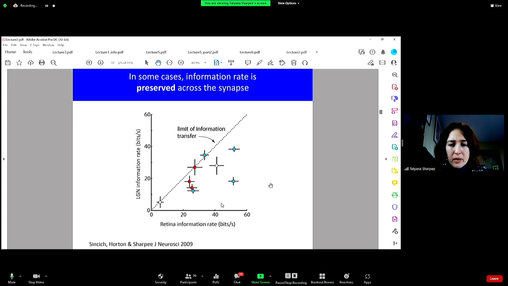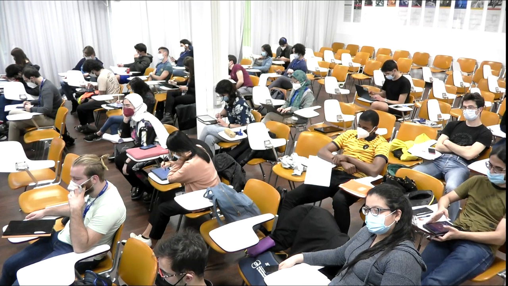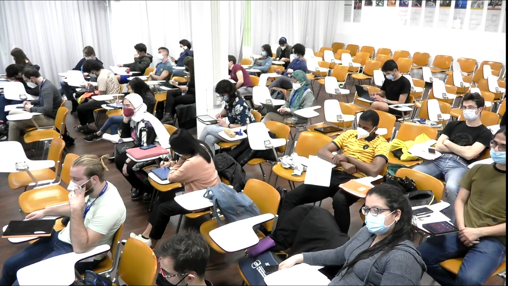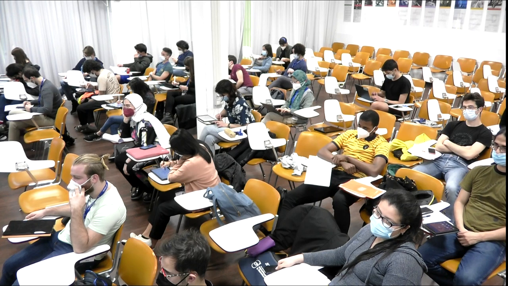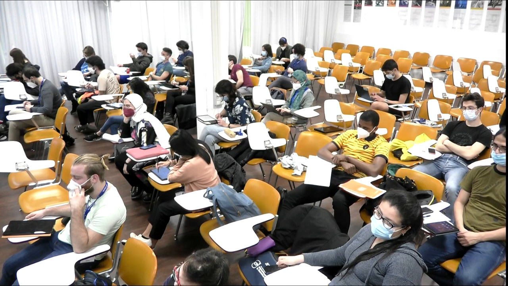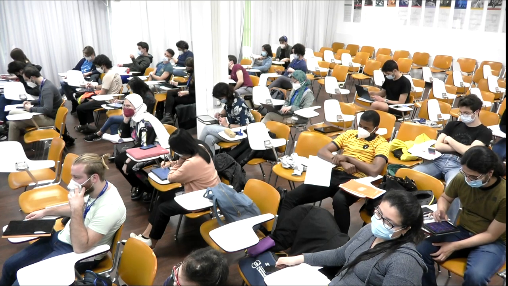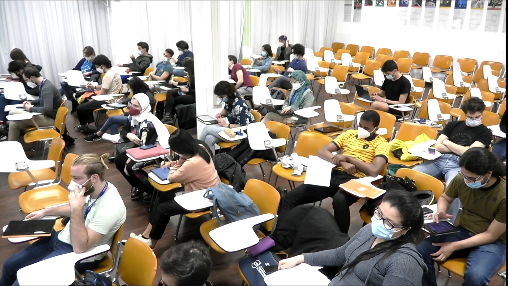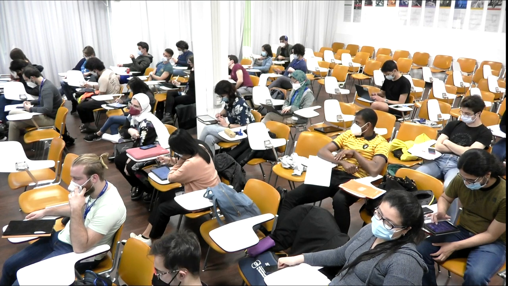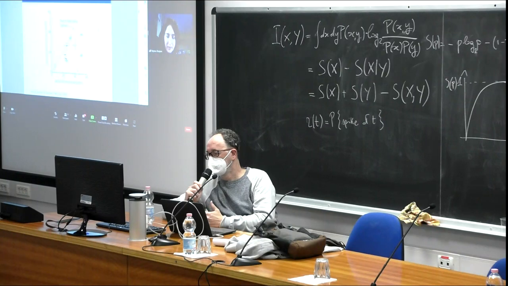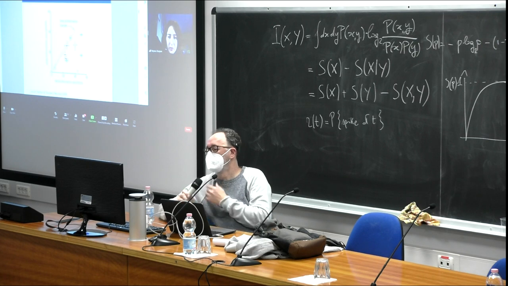Tanya, one question. In this plot that you are showing, how is it possible that a neuron in LGN contains more information than a neuron in the retina? In the end, the information that they get comes from the retina, so the data processing inequality would suggest that it should be less.